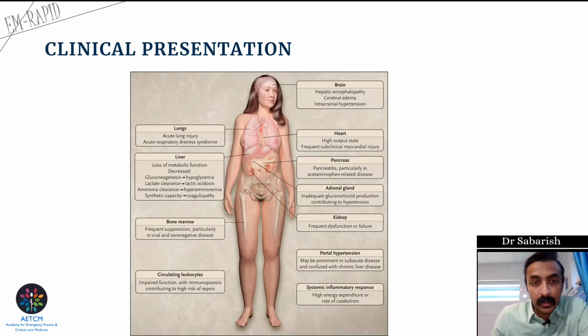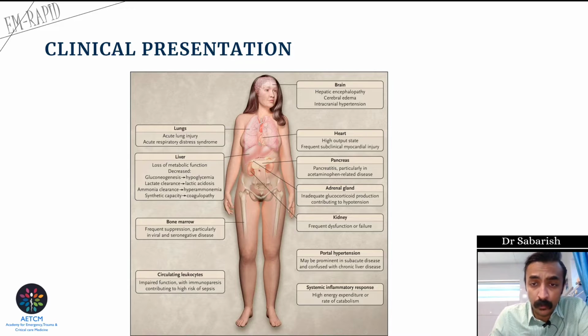bracket the clinical presentations by various organs, so that it's easy for us to remember, a head-to-toe kind of categorization. In the brain, as you know, the patient can present with hepatic encephalopathy features. There could be features of cerebral edema and intracranial hypertension. I'm not elaborating on the specifics, but these are the concepts which you need to keep in mind.